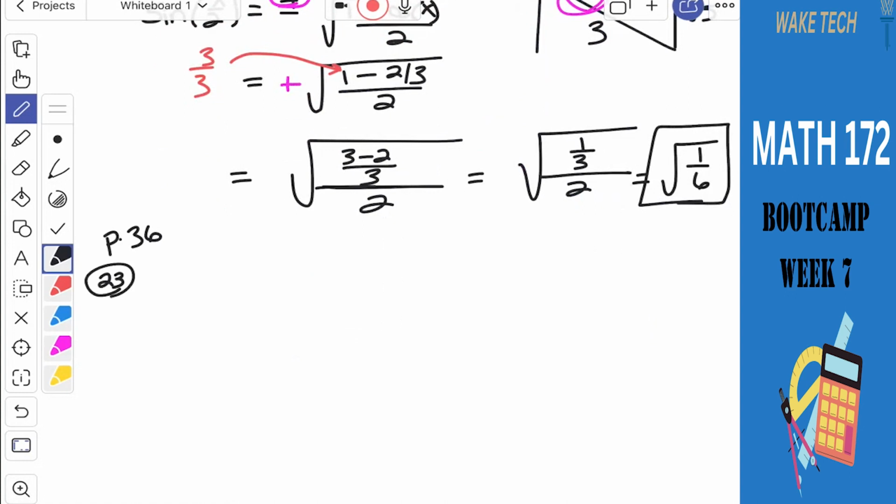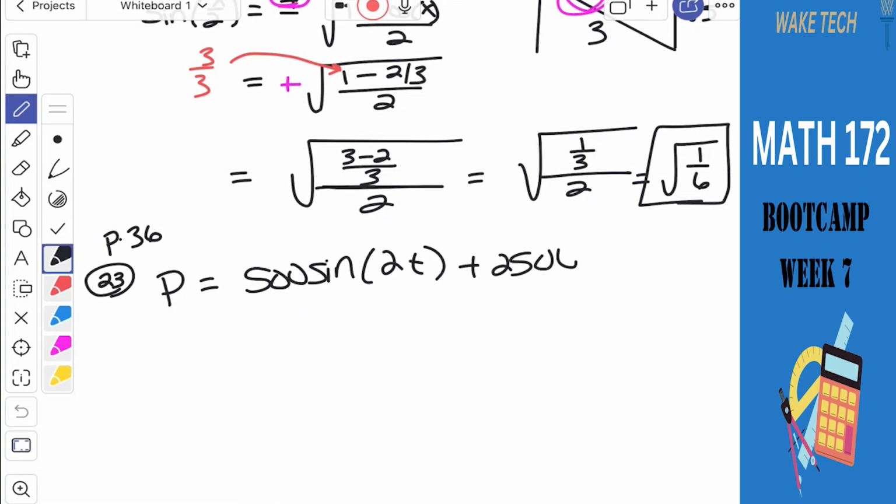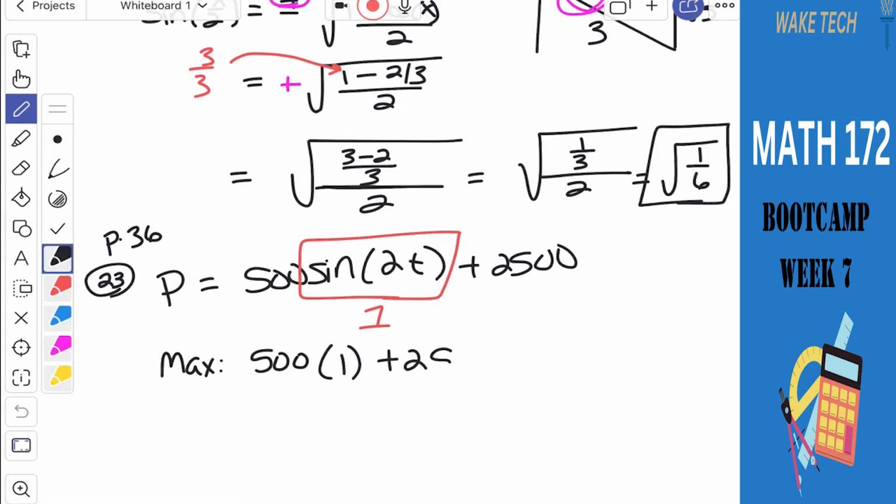So 23 says that we have a population of 500 sine 2t plus 2500. The maximum population will occur whenever the trig portion is at its maximum. The maximum sine can ever be is 1. So the maximum value for the population will be 500 times 1 plus 2500, which is 3000.